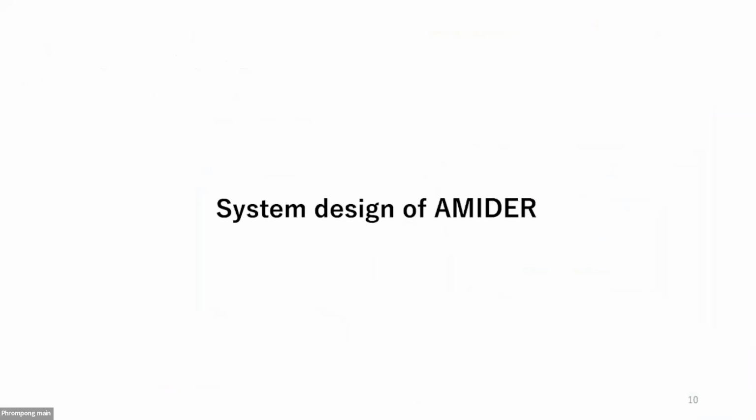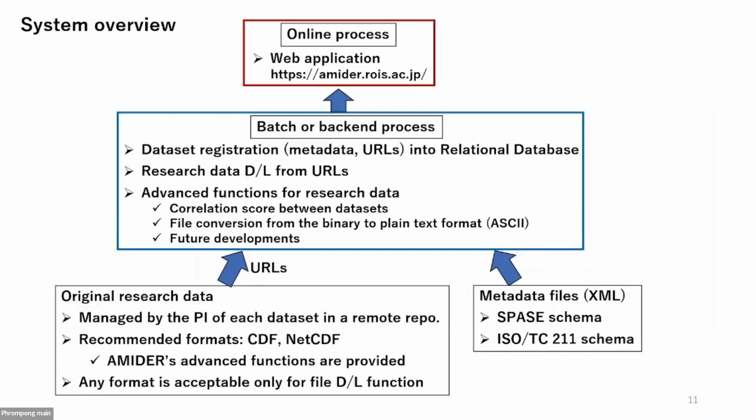Next, I talk about system design. This is the system overview. Most important are the metadata files. They are made in some standard schemes, like the space physics scheme. Another is the ISO standards. And also, as I explained, we can download each of these data files from our browser.